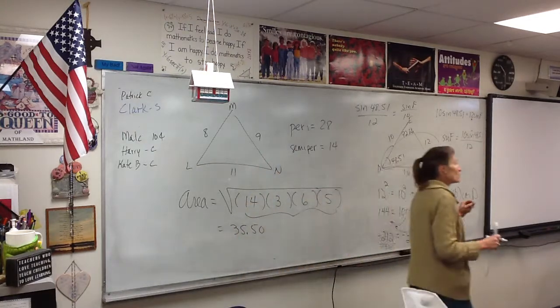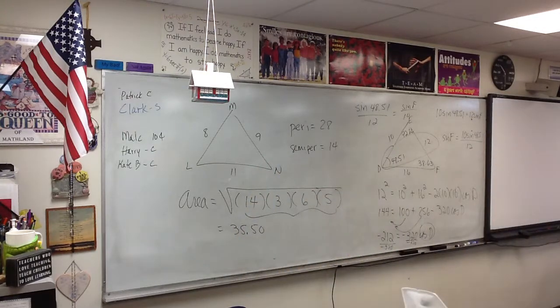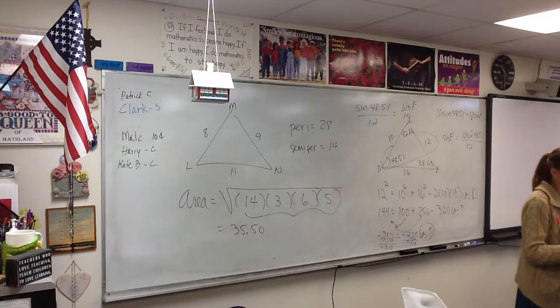So here's what I'm trying to point out to you. We're going to be doing two different things on this test. When you see the triangles, you're either going to find area or you're going to find sides and angles. If you're finding area, you've got your area formulas. If you're finding sides and angles, you need law of sines or law of cosines.